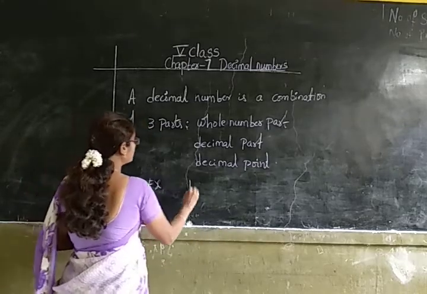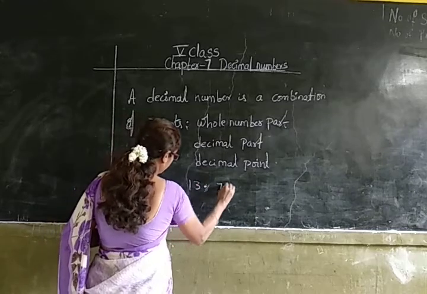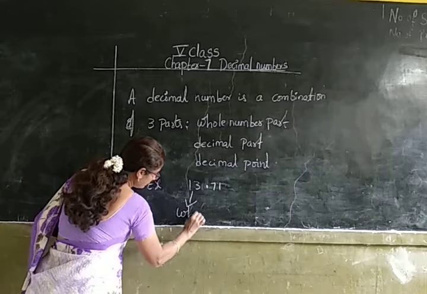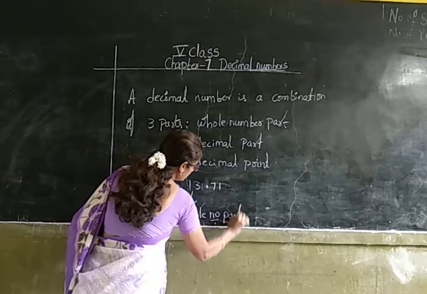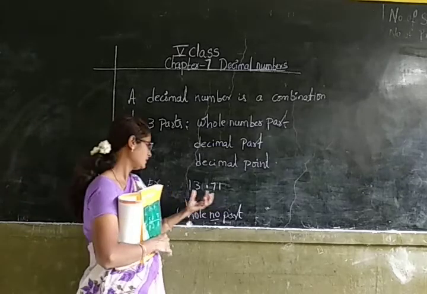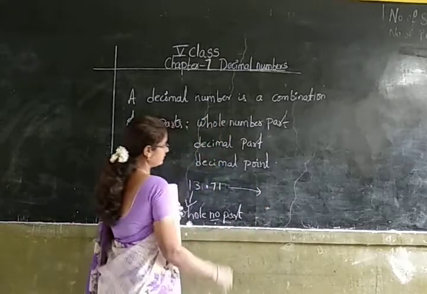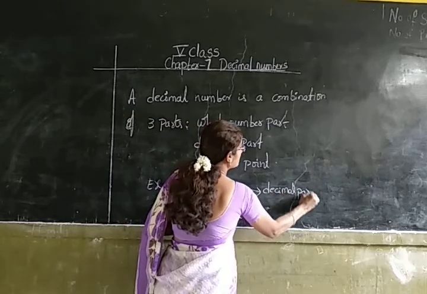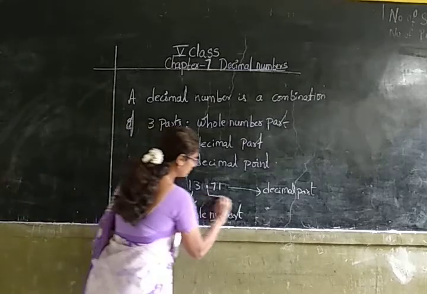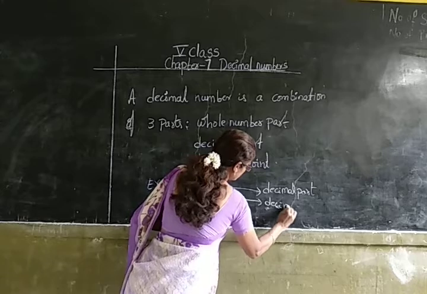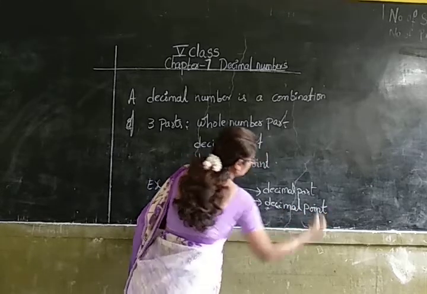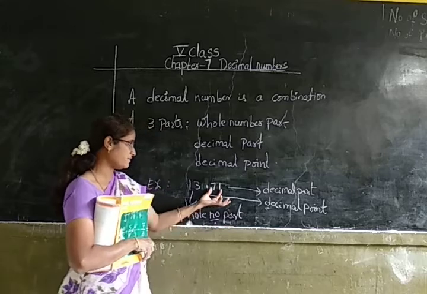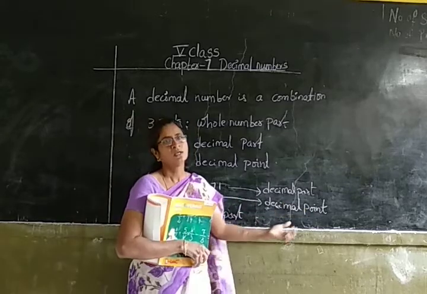For example, in the number 13.71, 13 is called the whole number part, 71 is called the decimal part, and the point in the middle of them is called the decimal point. Did you understand, children? In the number 13.71, 13 is the whole number part, 71 is the decimal part, and the point is the decimal point.